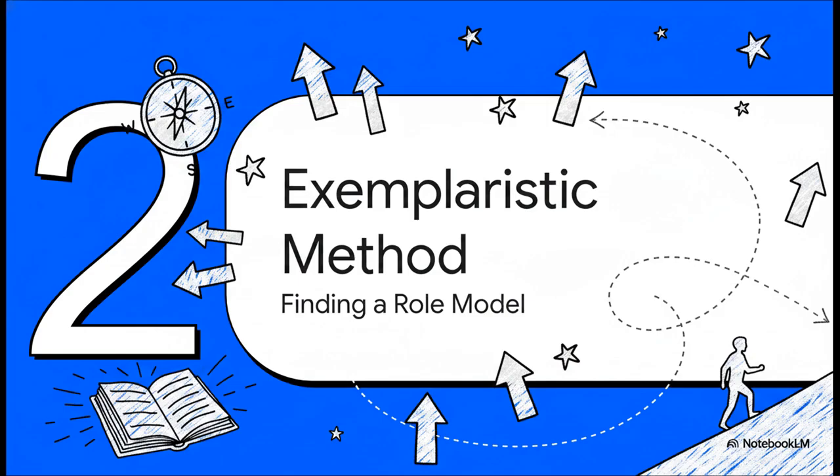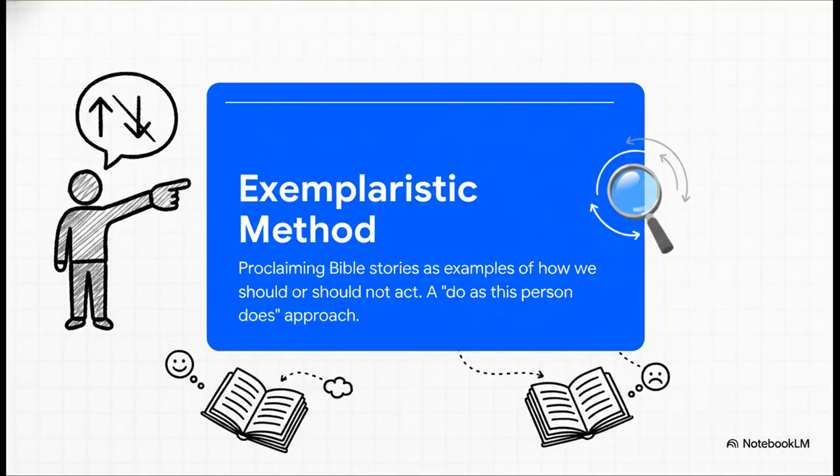Well, that brings us to our second method, just looking for examples to follow. Now, this is probably what you're most familiar with. It's how most of us instinctively read these narratives. We look at the characters and what they do, and we treat them like role models. It's all about drawing out moral lessons on how we should or shouldn't live our lives. It's a very practical, do this, don't do that kind of thing.